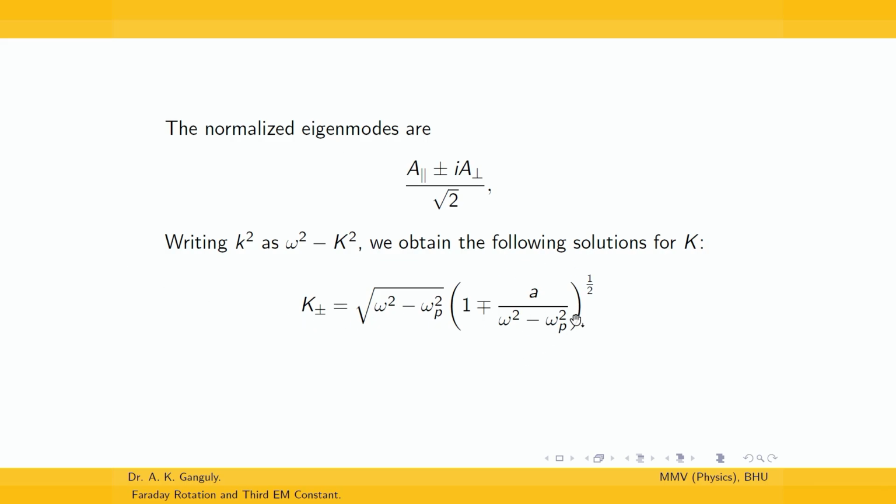Now, provided A is small, that means the magnetic field is small, this contribution can be taken to be less than 1, and this can be expanded in a binomial series. Then you can just say that this k plus and k minus is given by this multiplied by this quantity, where inside we have just a factor of half sitting over here.